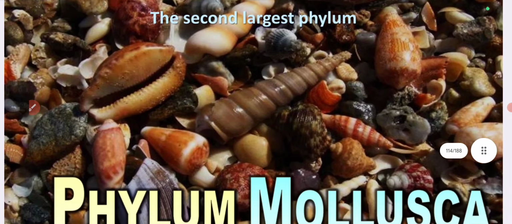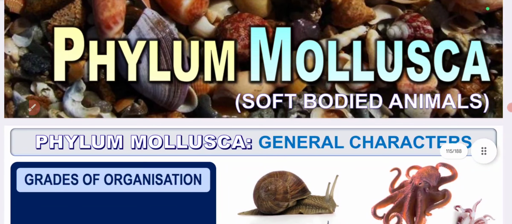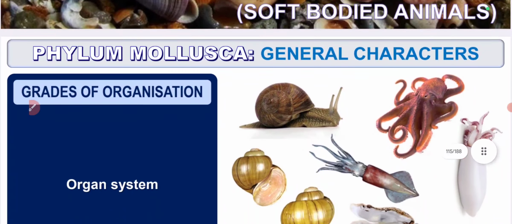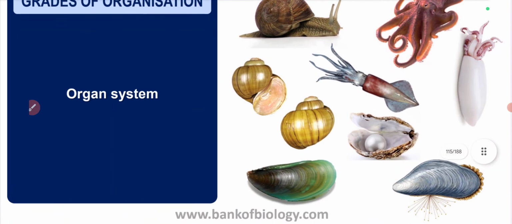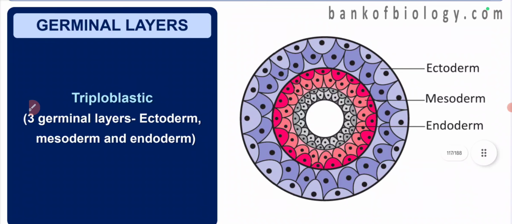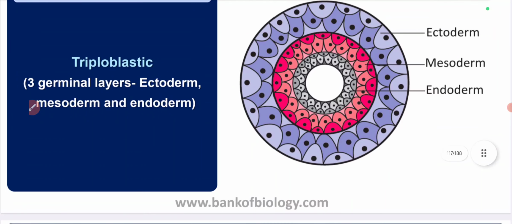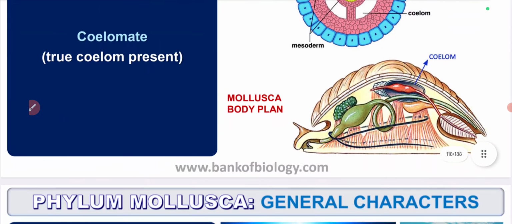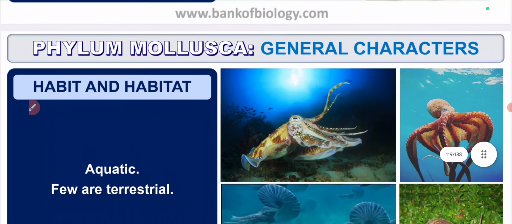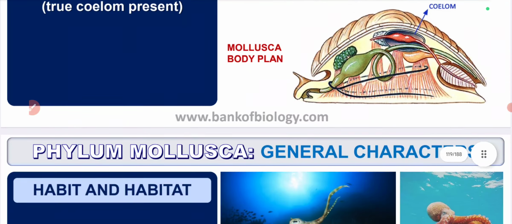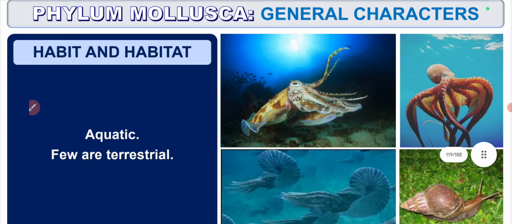Now come to the second largest phylum, that is phylum Mollusca, soft-bodied animals. Grade of organization: organ system level of organization, bilaterally symmetrical, triploblastic germ layer, ectoderm, mesoderm and endoderm present. Coelomate animals, means true coelom is present, and you can see in the diagram. Habitat aquatic and few are terrestrial, mostly aquatic.